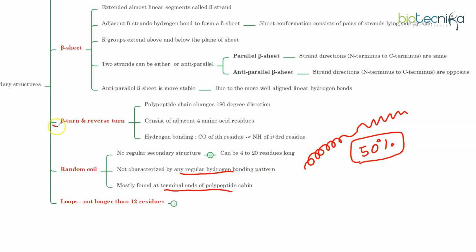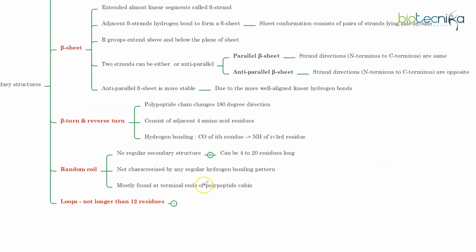The rest, about 50%, will be in the form of turns, random coils or loops, because they simply cannot take the standard alpha helix and beta sheet. I mentioned that the type of amino acids determines what type of secondary structure it is going to take. So these are mainly found at the terminal ends, or the parts of the protein which are not able to take any other secondary structures.